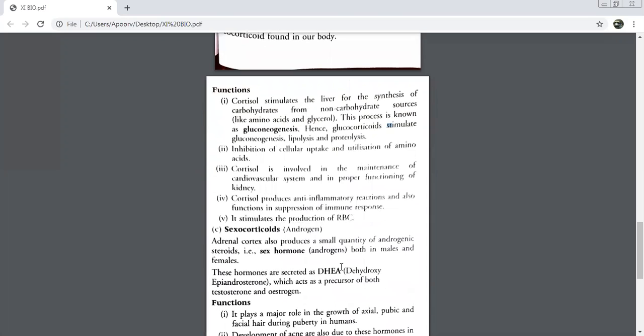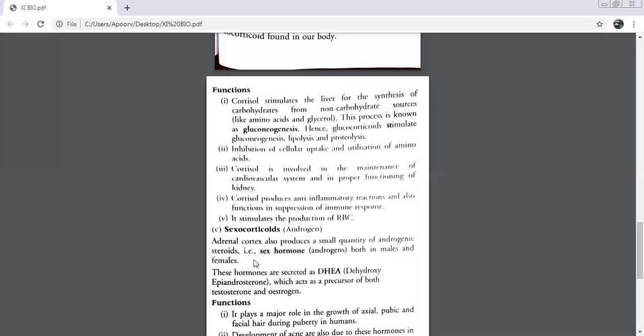What are the 2 types of corticoids discussed till now? Mineralocorticoids and glucocorticoids. I'm moving on to the third and the last one. They are sexocorticoids, known as androgens. Which was the main mineralocorticoid? Aldosterone. Which was the main glucocorticoid? Cortisol. All these 3 corticoids were produced from which tissue of the adrenal gland? Adrenal cortex.